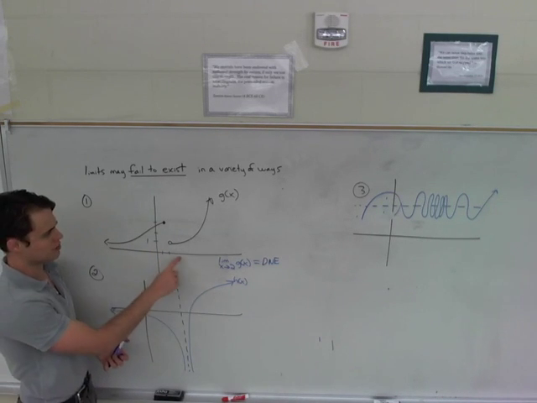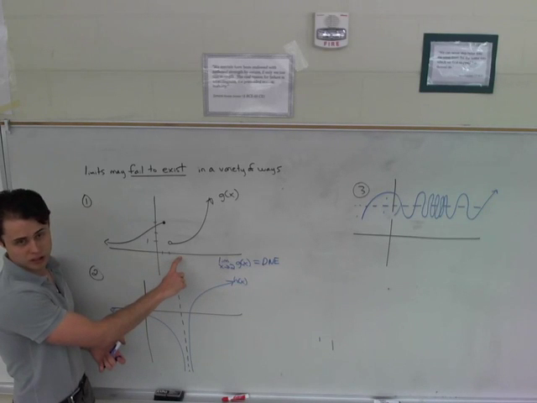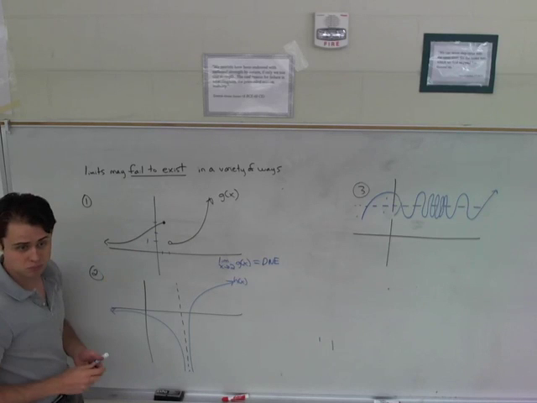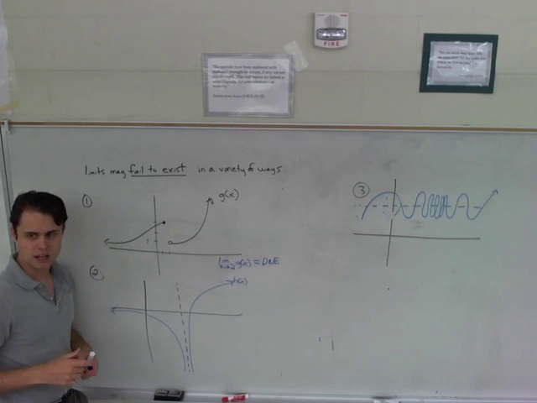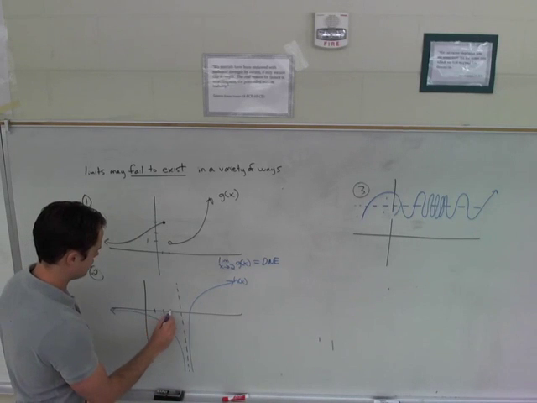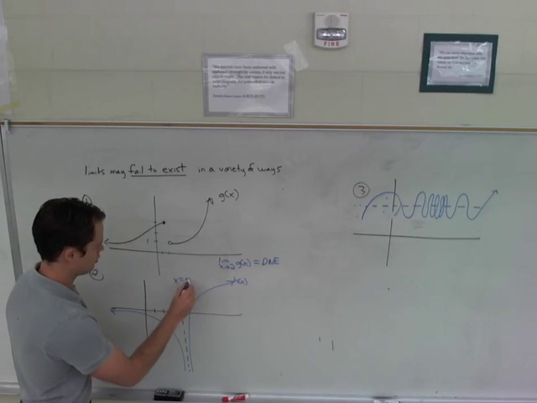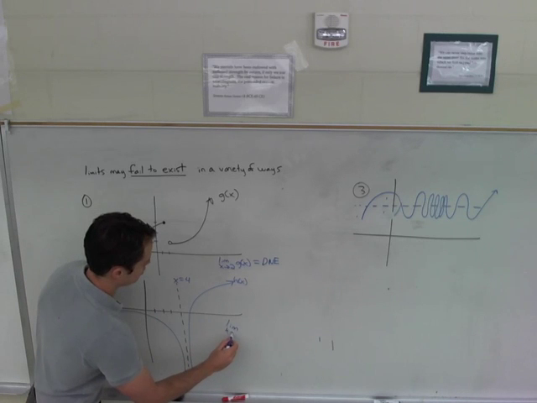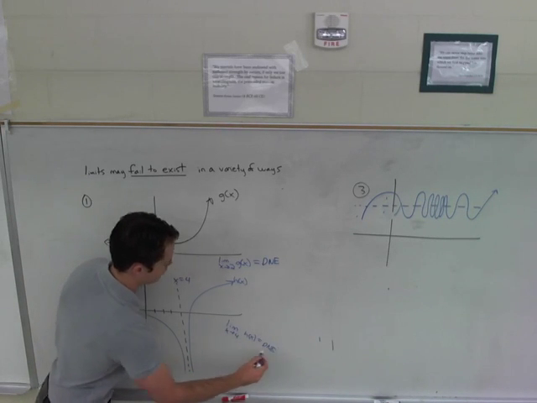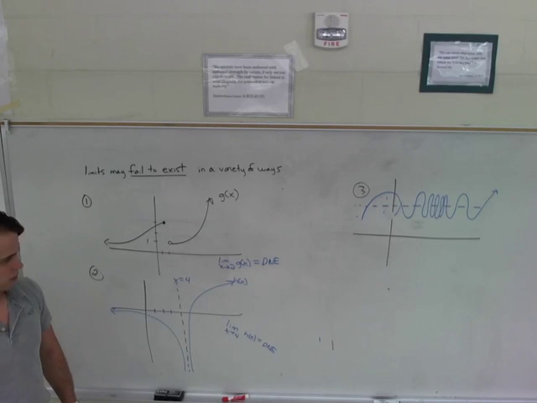What about this one, if I take the limit as x approaches 3? We're fine, I'm going to get something. What about negative 2? I'm going to get something. Here, Caitlin mentioned asymptotes. If I say the limit as x approaches 4 of h of x, that doesn't exist. Why? Because an asymptote is infinite.